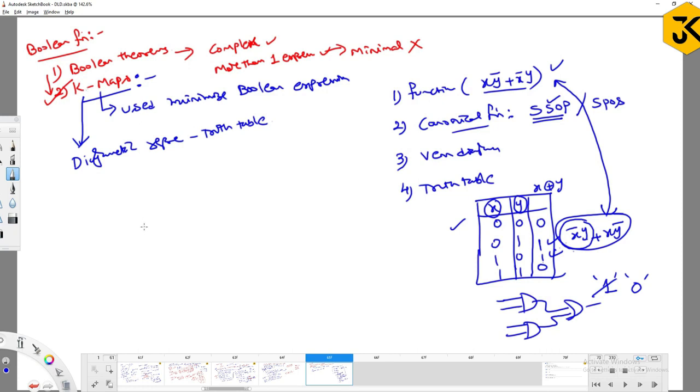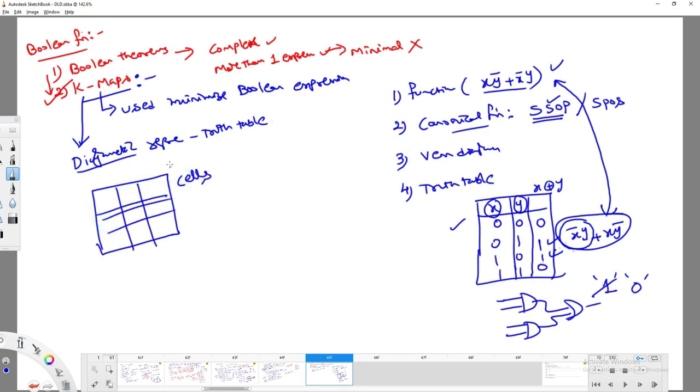K-maps, right? So for example, this truth table condenses this data. This diagrammatic representation will look like a kind of square representation. A square representation means it is a collection of cells. So how many cells are there for each and every K-map? That is my question.